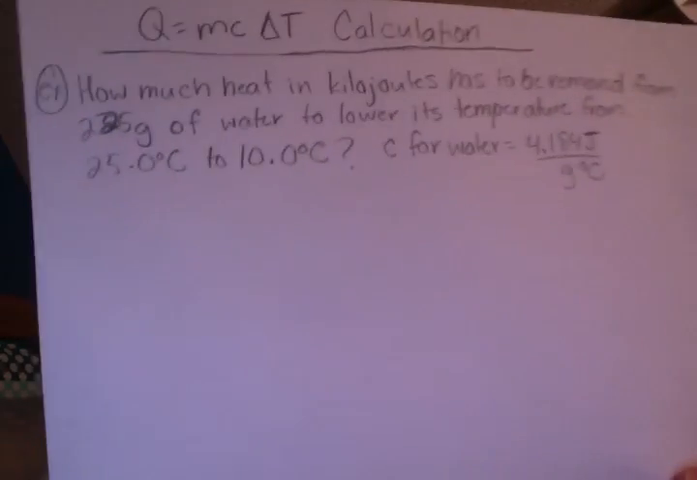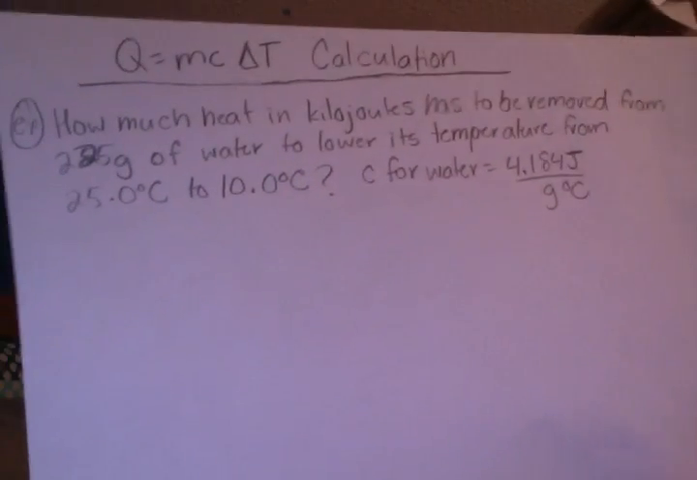Finding heat energy. The example here is: how much heat in kilojoules has to be removed from 225 grams of water to lower its temperature from 25.0 degrees Celsius to 10.0 degrees Celsius. The specific heat for water is 4.184 joules per gram degree Celsius. Here's the problem. If you want to pause it and write it down, you can.